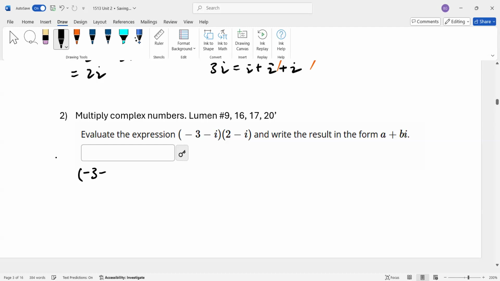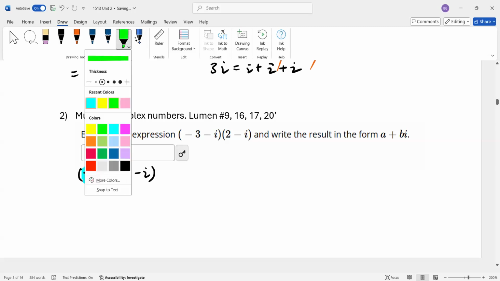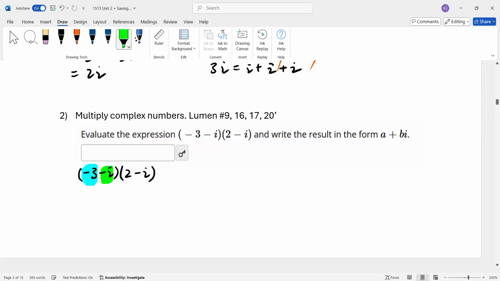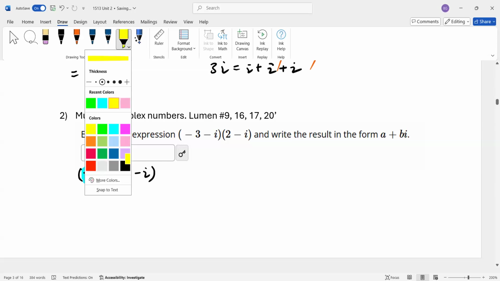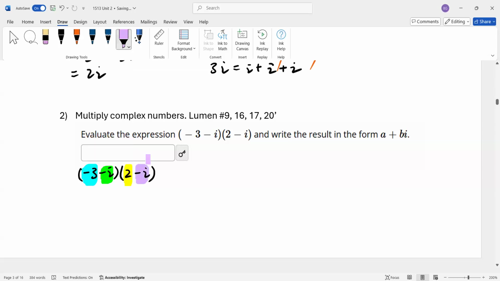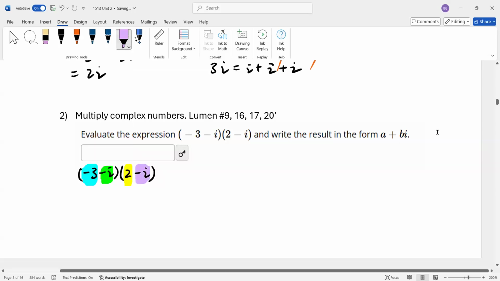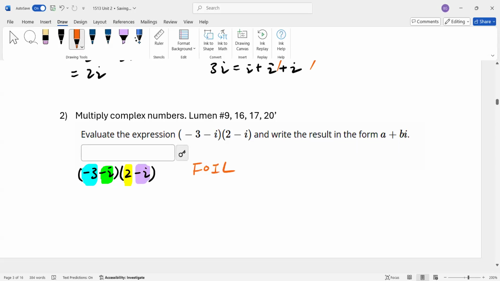We have (-3 - i) times (2 - i). I'm going to color them differently, okay? Blue, green, yellow, pink. The method is called FOIL, F-O-I-L. F means first, O means outside, I means inside, L means last.